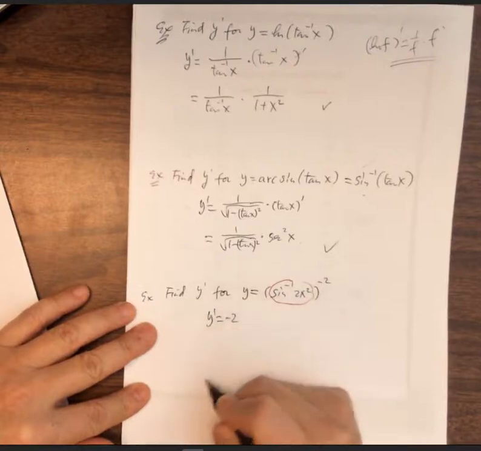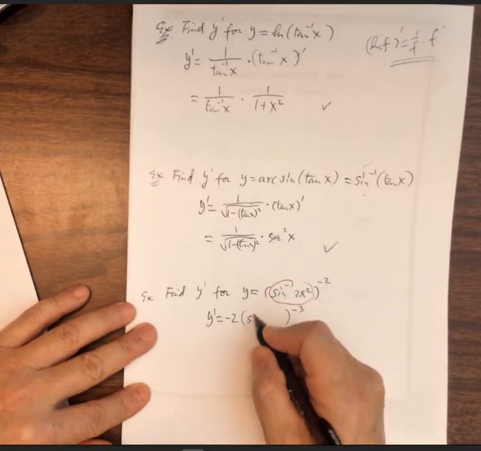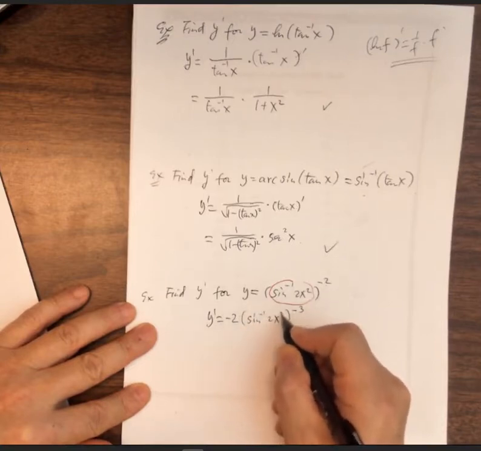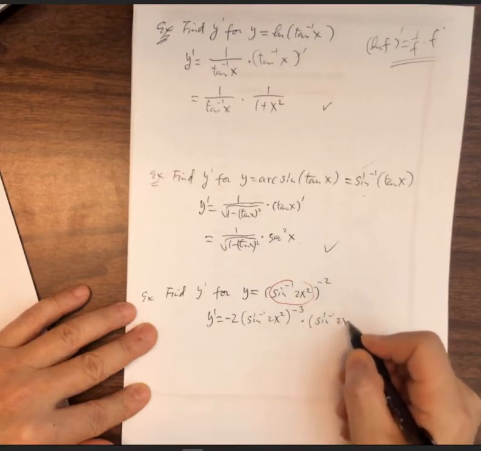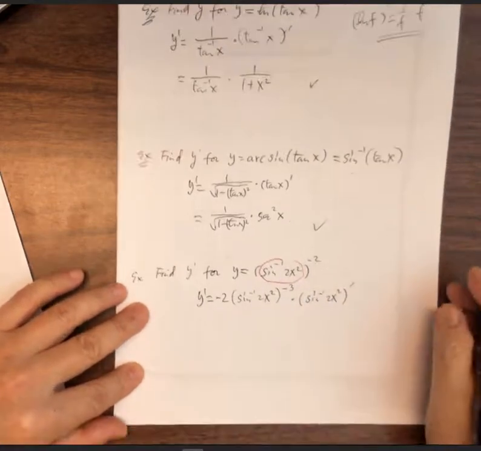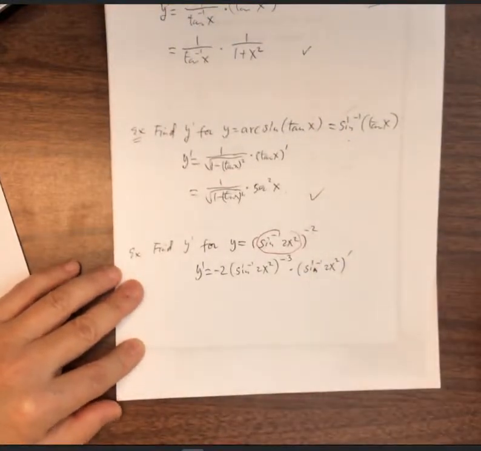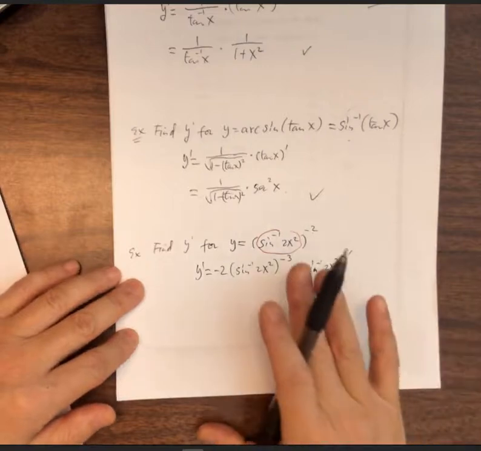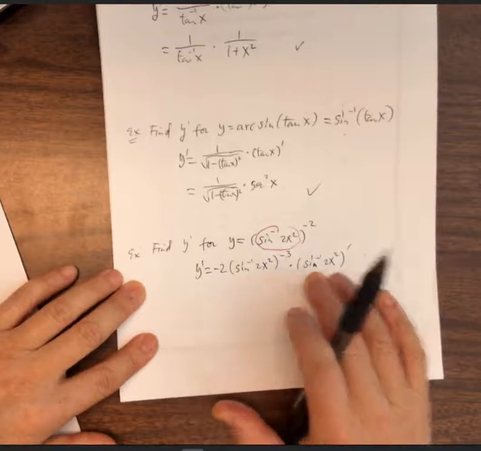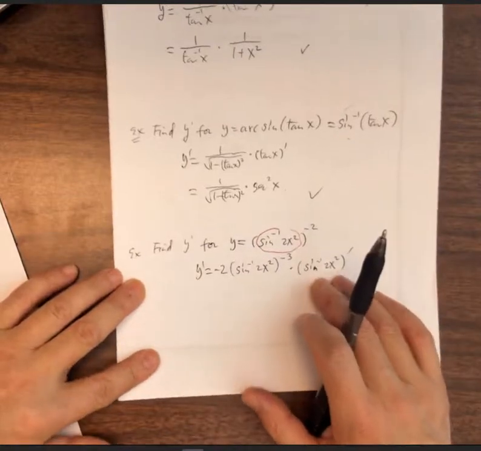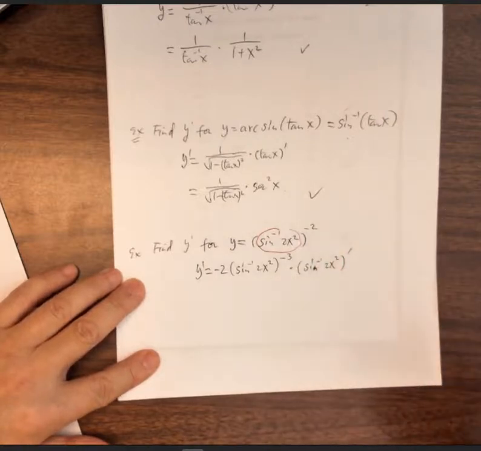Bring the negative 2 down, subtract the 1 from it, and copy down the inner function, prime. All right, so this is just simply the chain rule. We have some expression raised to a power. So we differentiate the power, and we differentiate this inner structure in the back.